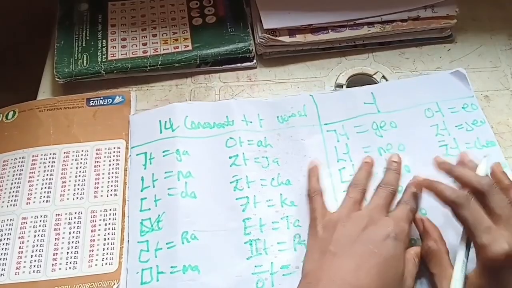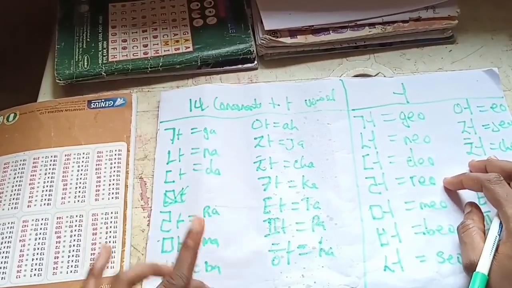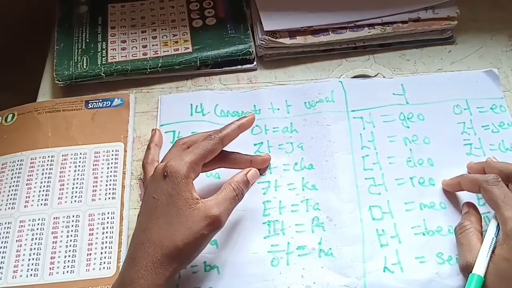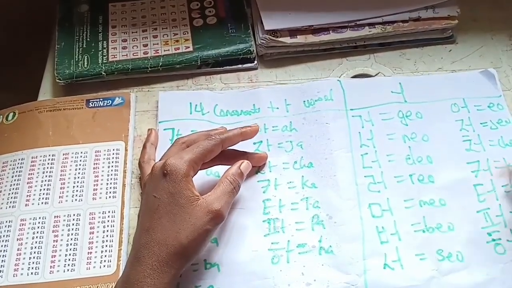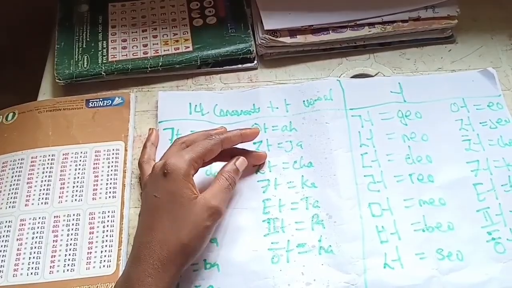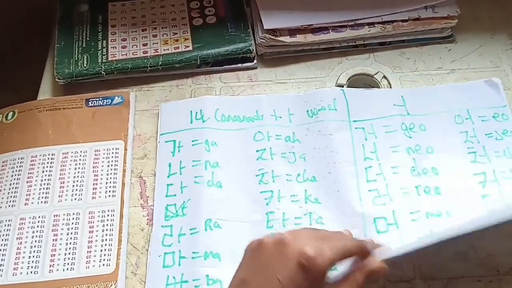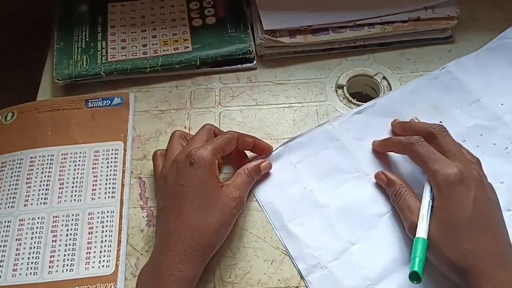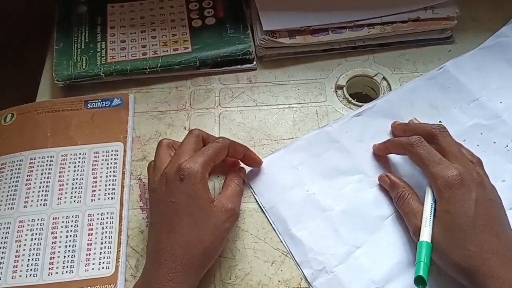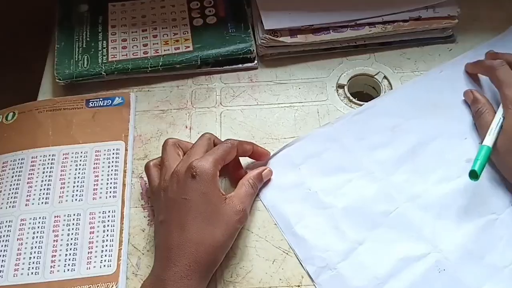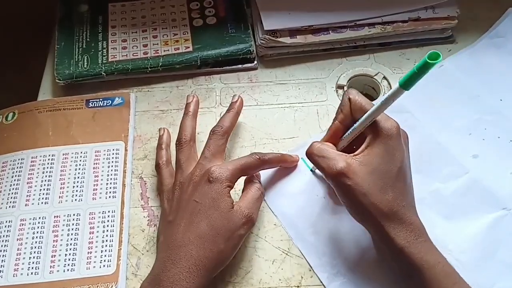So you see what is going on here? Ga, na, da, ra, ma, ba, sa, a, ja, cha, ka, ta, pa, ha. Go, no, do, ro, mo, bo, so, o, jo, cho, ko, to, po, ho. So that's it. This is going to be a very long video. Let's move on to the next vowel, and that is the O vowel.